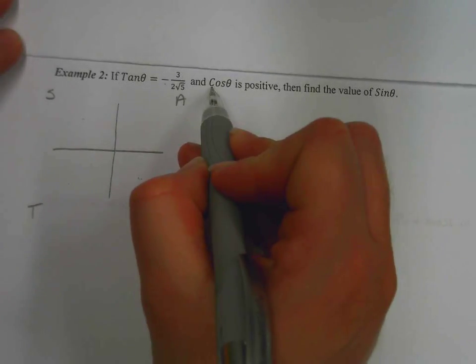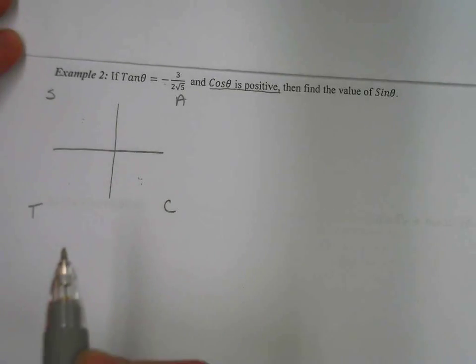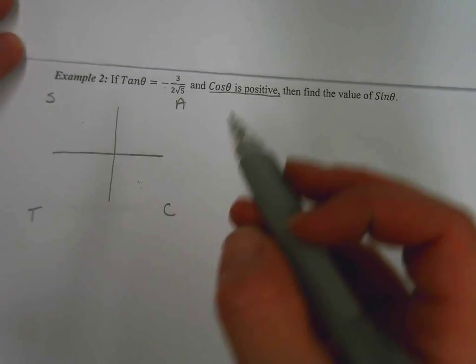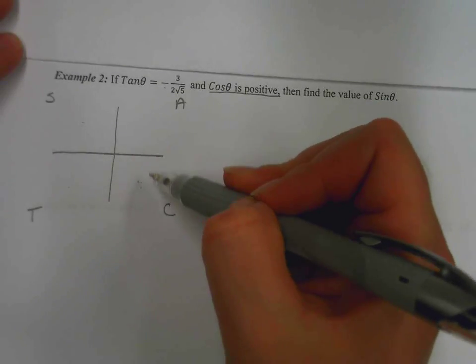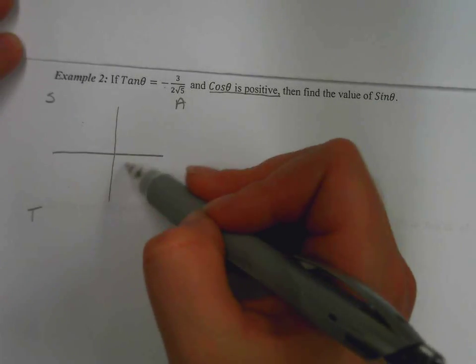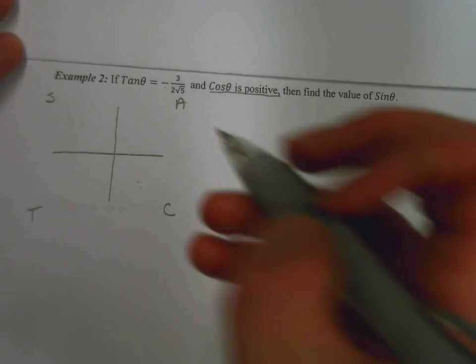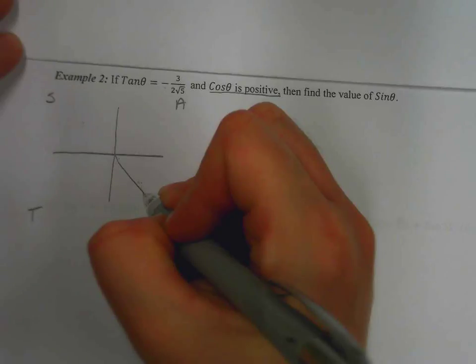But then it goes on to tell me that cos of theta is positive. Well, the quadrants in which cos is positive would be 1 or 4. So the quadrant that I'd have to draw this in, that would make both of these statements true, would be quadrant 4. So I'm going to draw my triangle.